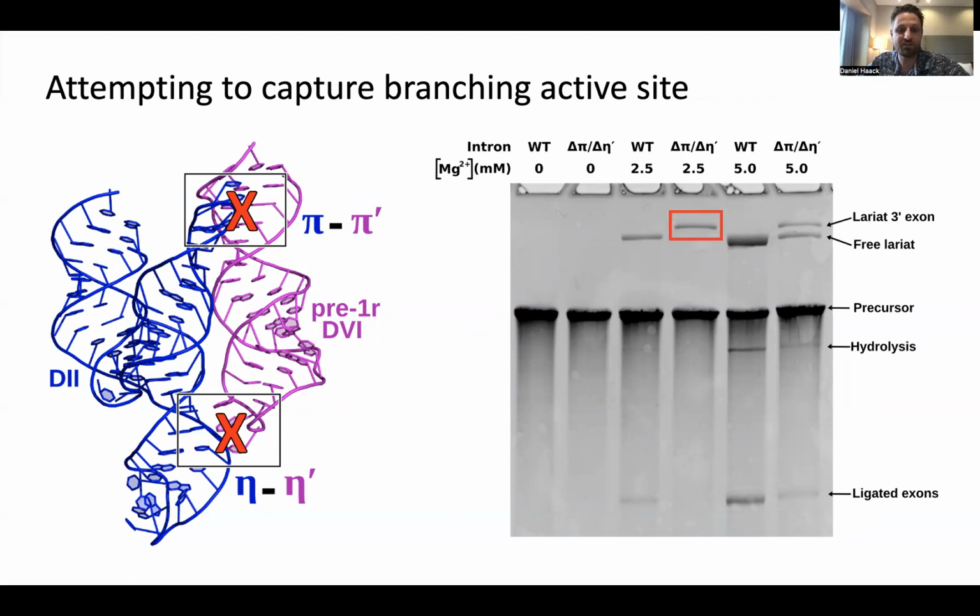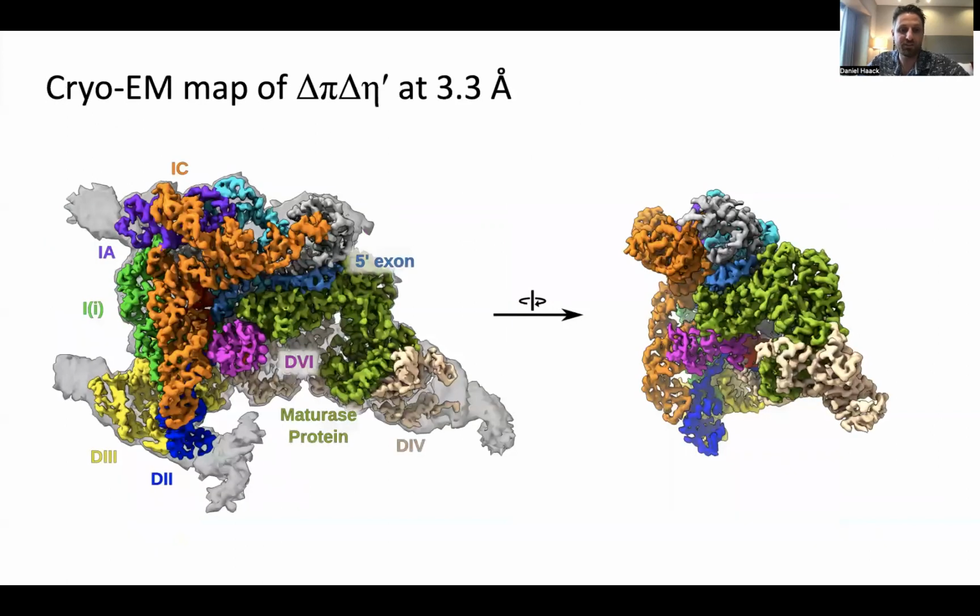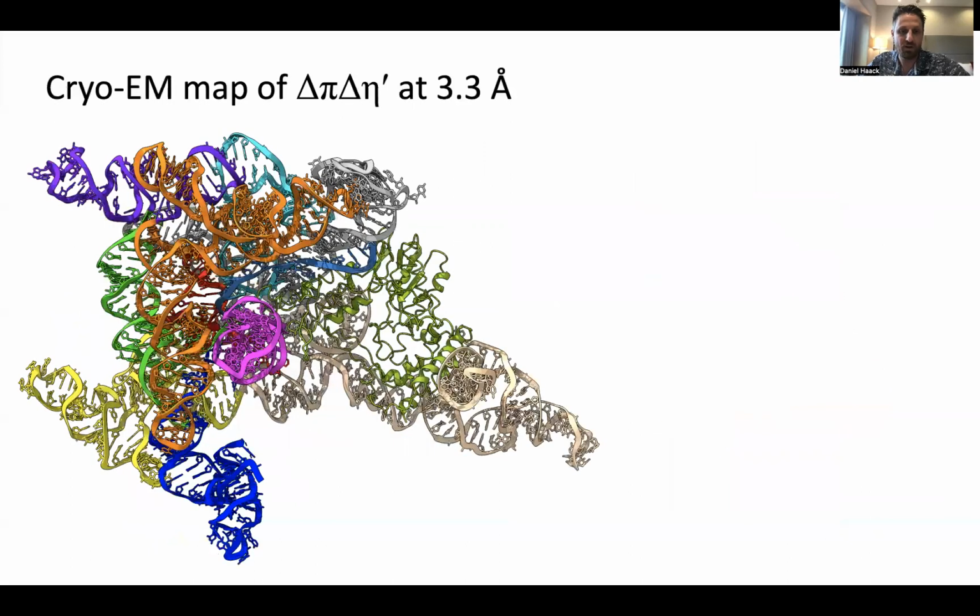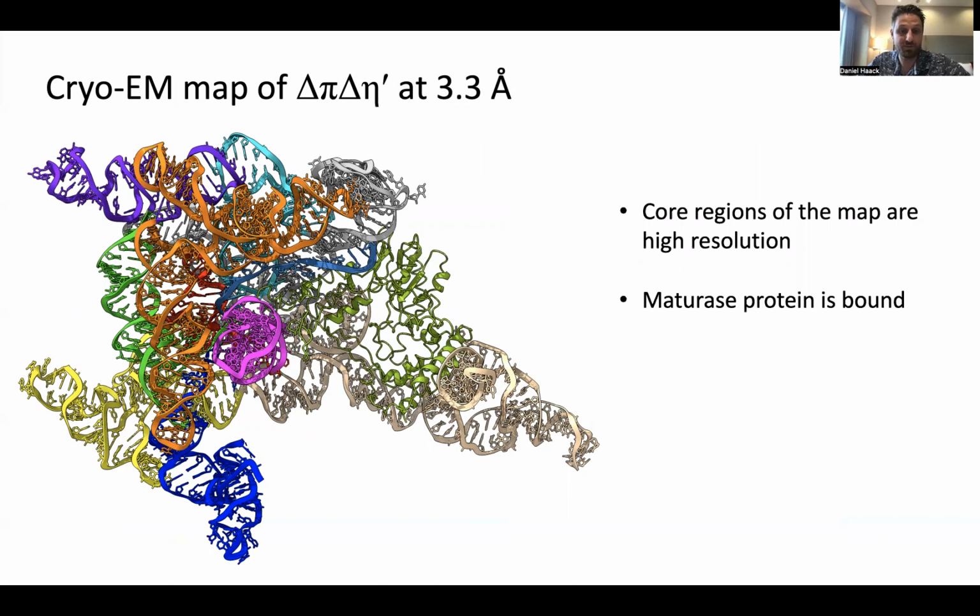based on the accumulation of this band corresponding to lariat 3' exon. What was arguably even more encouraging was the fact that higher magnesium concentrations could recover some second-step activity. This gave us confidence to perform single particle cryo-EM experiments on this mutant intron, which yielded a 3.3 angstrom resolution reconstruction. The core regions were high resolution and allowed unambiguous modeling of the RNA density. The maturase protein was observed bound, and D6 was in the horizontal or branching-relevant conformation.